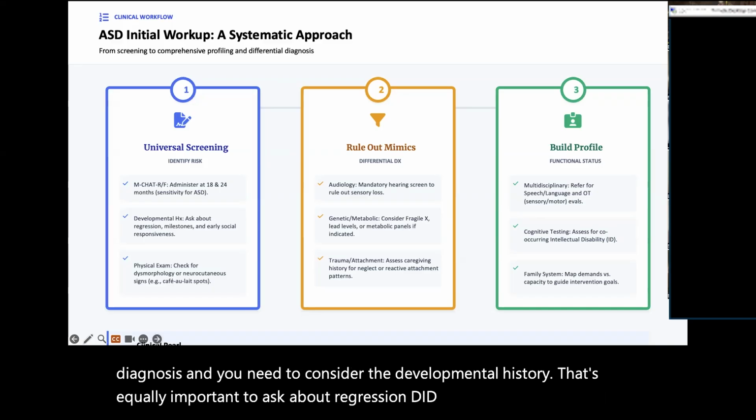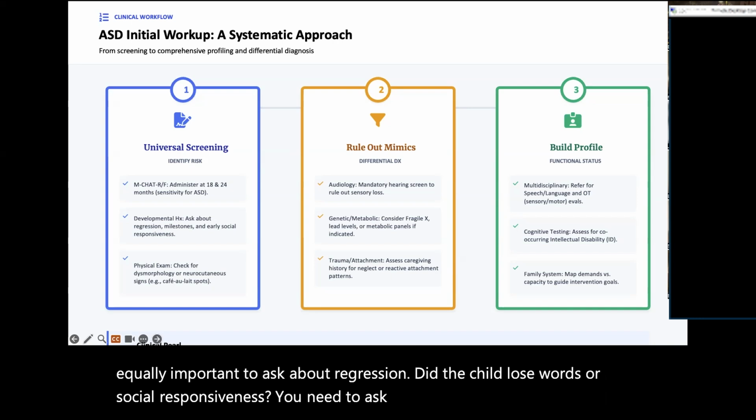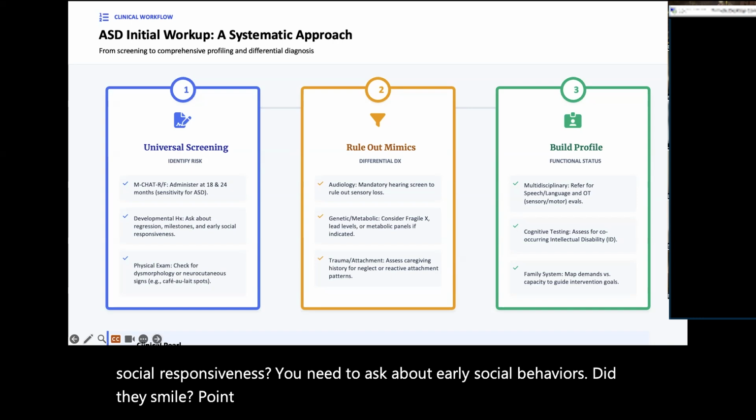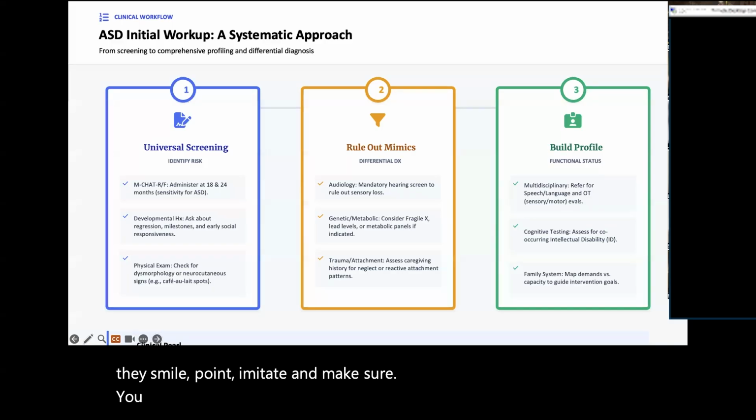Did the child lose words or social responsiveness? You need to ask about early social behaviors. Did they smile, point, imitate? And make sure you review the developmental milestones.